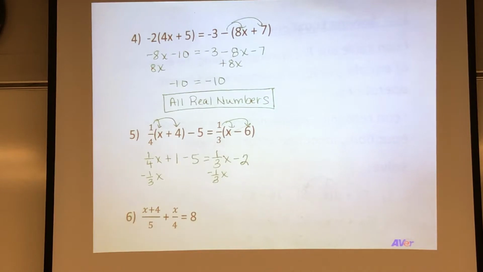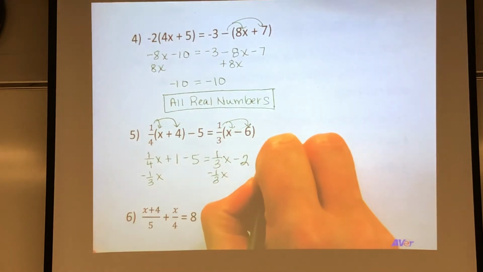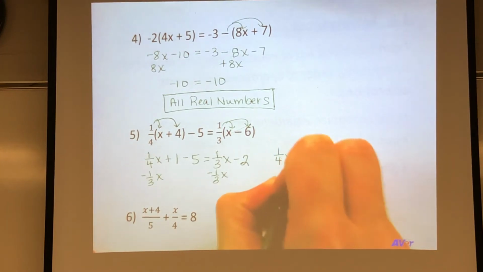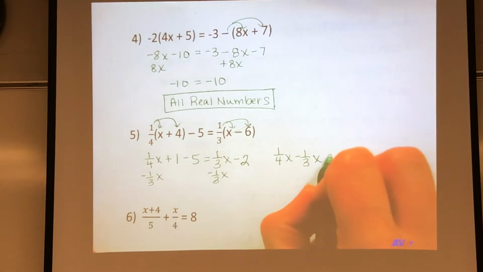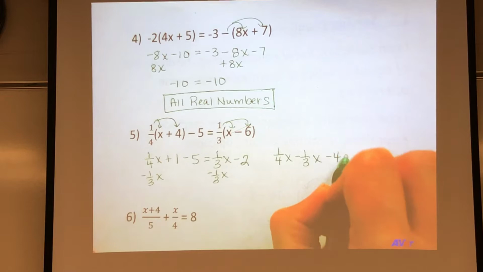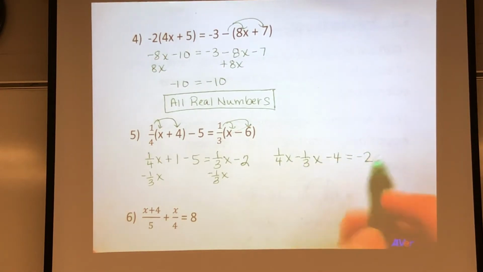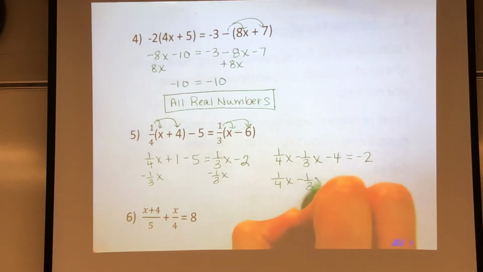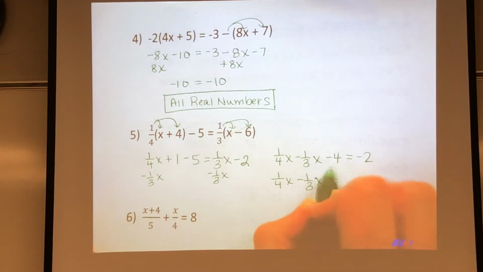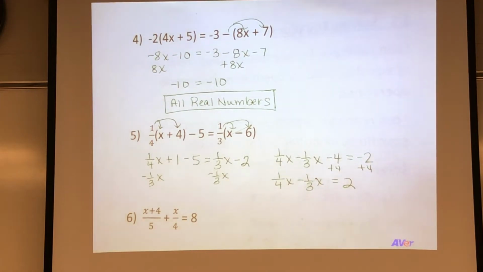You can find a common denominator, or let me show you a little bit more. If we just left it as 1/4 x minus 1/3 x, get these together, 1 minus 5 is a negative 4. It would equal a negative 2. And then we can add that negative 4 over, so we have 1/4 x minus 1/3 x equals, adding 4, we get a positive 2. So you still have those, so we can, like I said, we get a common denominator, or you can multiply by the LCD.